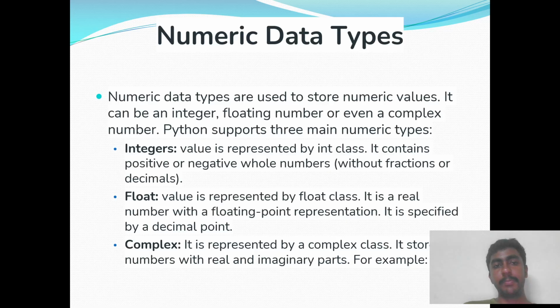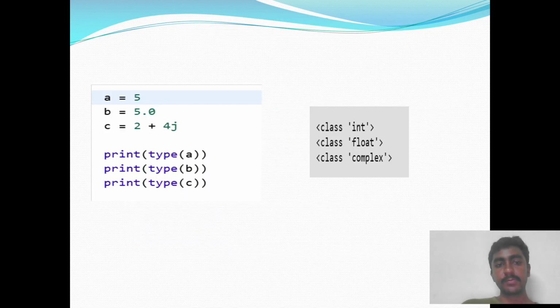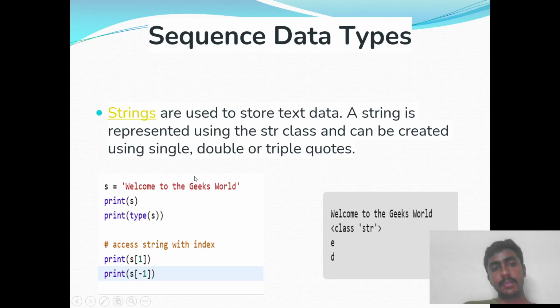So here are the PPT slides in which I have discussed these topics well. And here is the example, let's try it. So the first output will be integer, the second one will be float, the third one will be complex. So sequence of data types. Strings are used to store text data. A string is represented using the string class and can be created using single, double, or triple quotes.